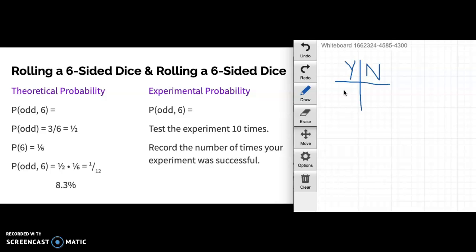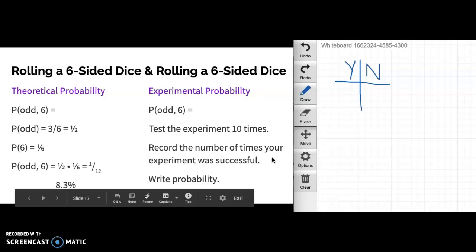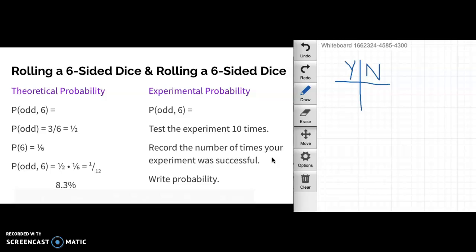Both events have to be successful. If anything else happens, so if neither of the events are successful or if only one is successful, that's a no. So the only way it's a yes, meaning it is successful, is if both events occurred successfully. You rolled an odd and then you rolled a 6. So do that 10 times and then record your probability. Go ahead and pause the video so you can do so.